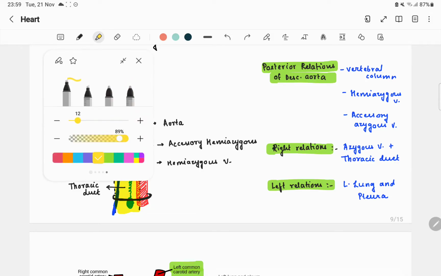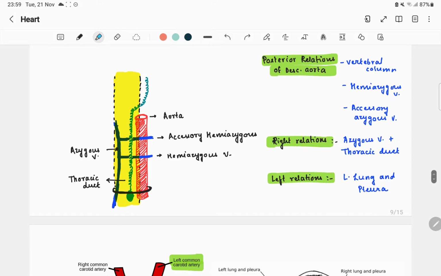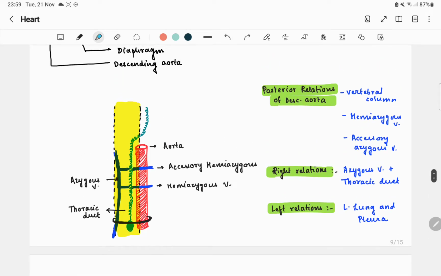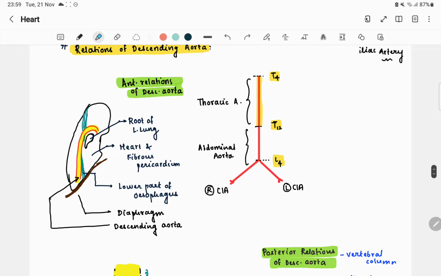This, let me take some other color. This one is the thoracic duct. We will discuss the thoracic duct in this chapter also. Left relations, we have the left lung and the pleura. Understood?